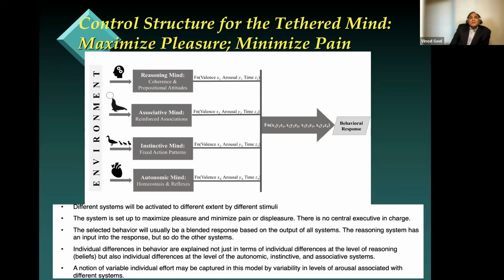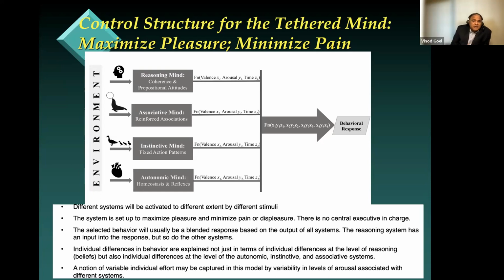Okay, so again, this is the diagram I showed you before, and here it is again in terms of the control structure. So the idea is each of these systems has different mechanisms associated with it, but the common currency is in terms of feelings, in terms of valence, arousal, temporal duration. There is some sort of integration function that results in a behavioral response. So different systems will be activated to different extent by different stimuli. The system is set to maximize pleasure and minimize pain or displeasure.